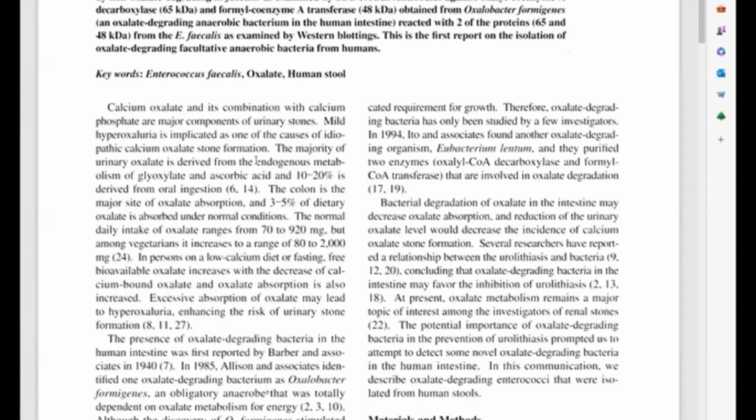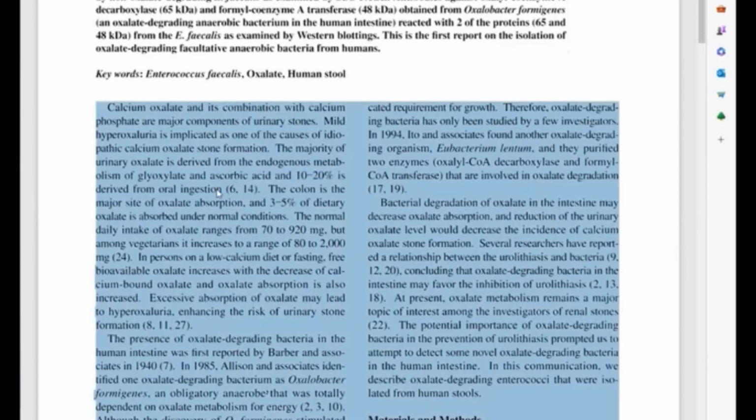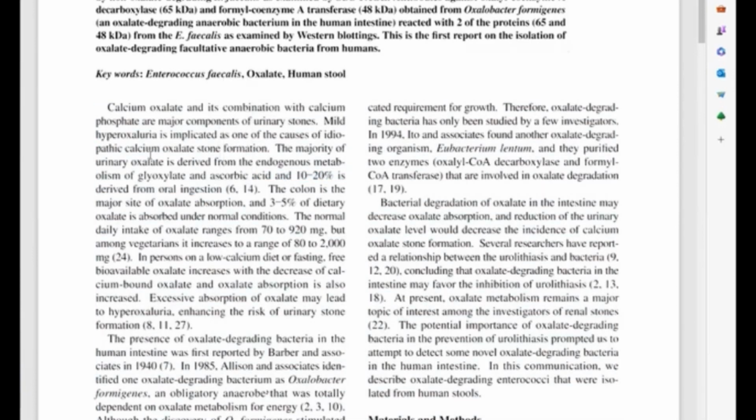The majority is derived from endogenous metabolism of glyoxylate and ascorbic acid, and 10 to 20% is derived from oral ingestion. Again, why I talk about the endogenous piece is more important than the diet, although you still have to reduce the diet because you're still contributing about 10 to 30% from eating them, but the majority is derived from endogenous metabolism. And this glyoxylate pathway also occurs when there is blood sugar dysregulation, seen in diabetes, as well as in people who have reactive hypoglycemia.